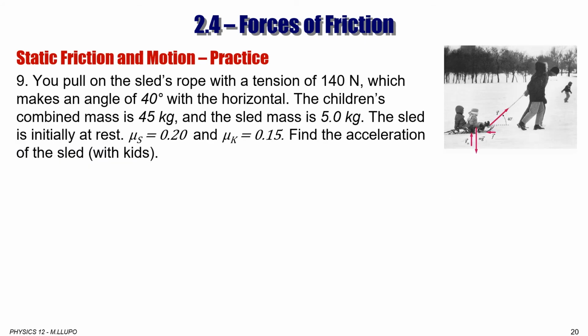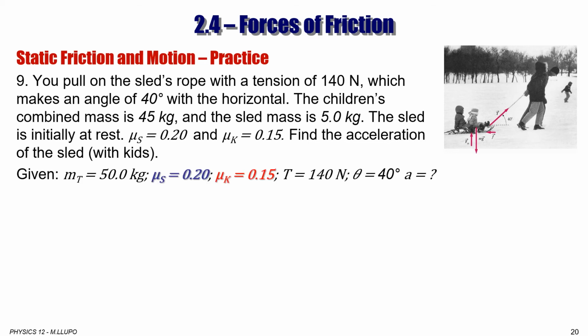Here's a practice problem that involves friction, static and kinetic friction. You pull a sled with a rope with a tension of 140 Newton, which makes an angle of 40 degrees with the horizontal. The children's combined mass is 45 kg and the sled mass is 5 kg, 50 altogether. The sled is initially at rest. Coefficient of static friction is 0.20, coefficient of kinetic friction is 0.15. Find the acceleration of the sled.